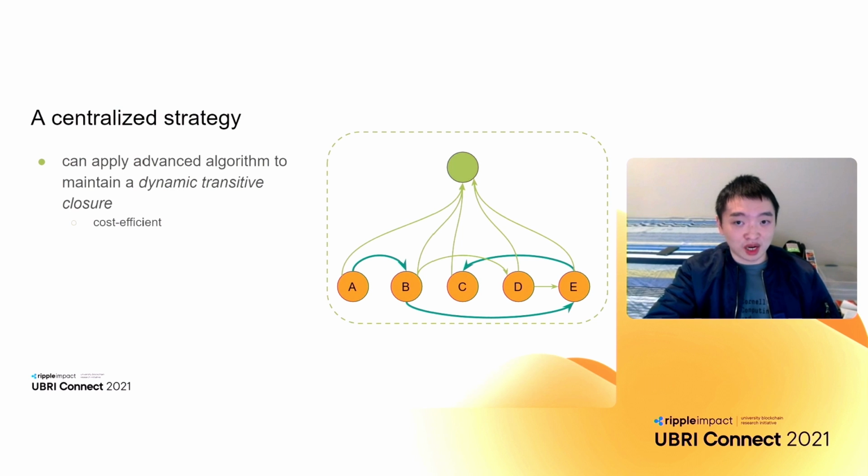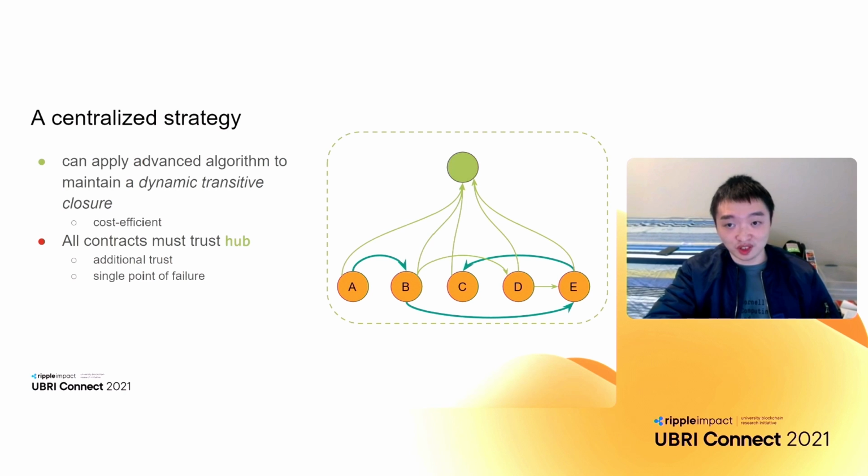This hub knows the direct trust graph. It can apply advanced algorithms to maintain a dynamic transitive closure of this graph and get a significant speedup on responding to queries. However, this strategy requires all contracts to trust this contract hub. And this introduces additional trust, and it suffers from a single point of failure. So we also designed a decentralized strategy to get rid of this additional trust, but that also brings drawbacks, such as worse performance.